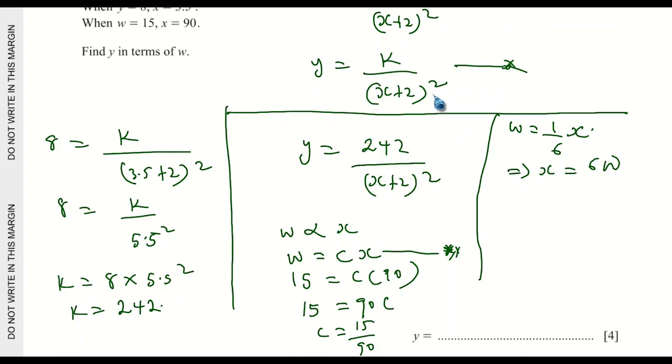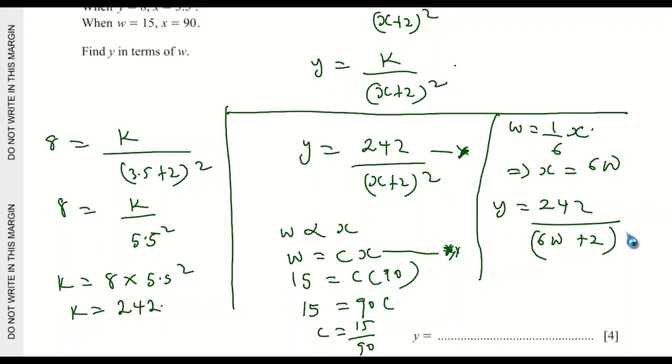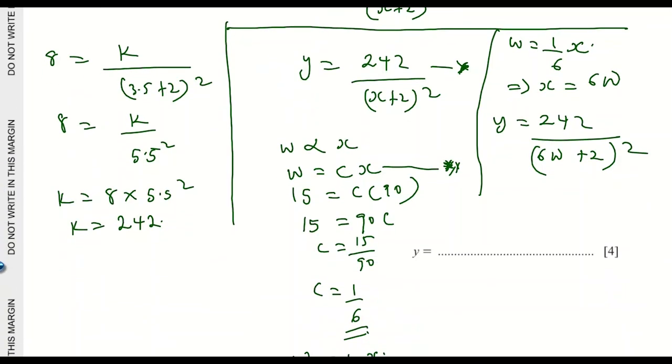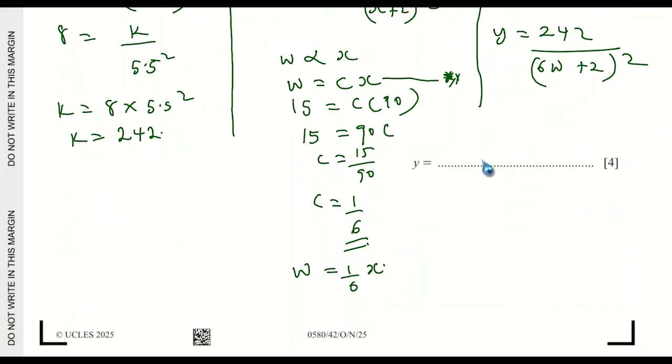Now we need to substitute into this equation, this particular one. So it will be y equals 242 over, instead of x now, we have 6w, then plus 2, then everything squared. So this is the final answer. Y equals 242 over 6w plus 2 all squared.